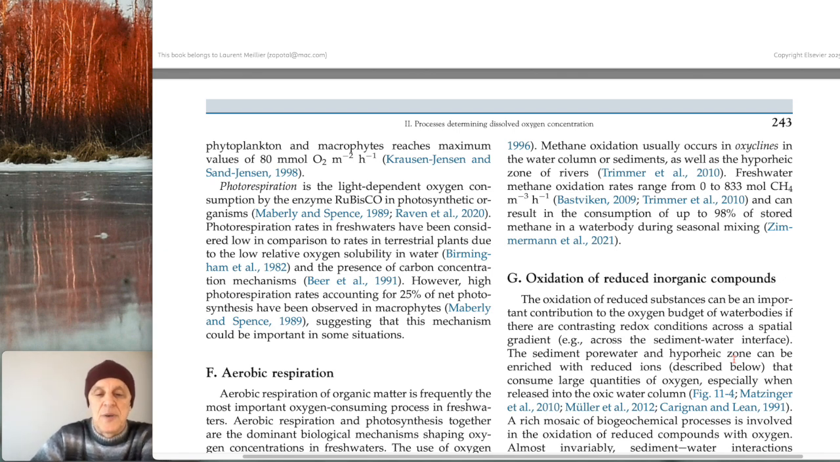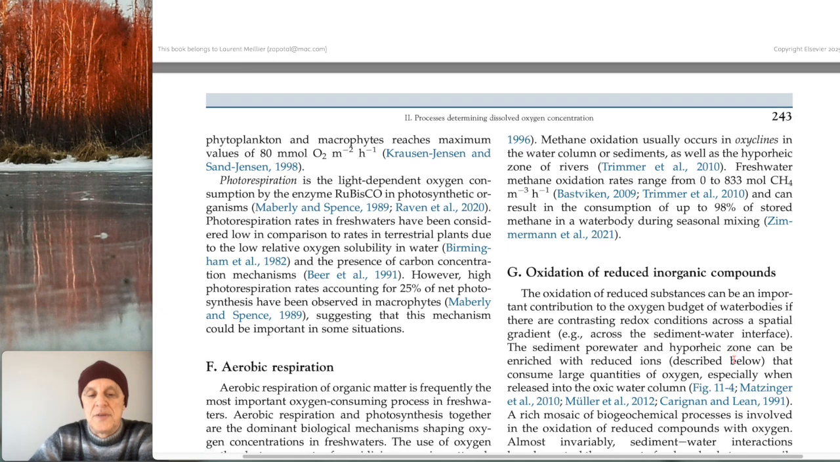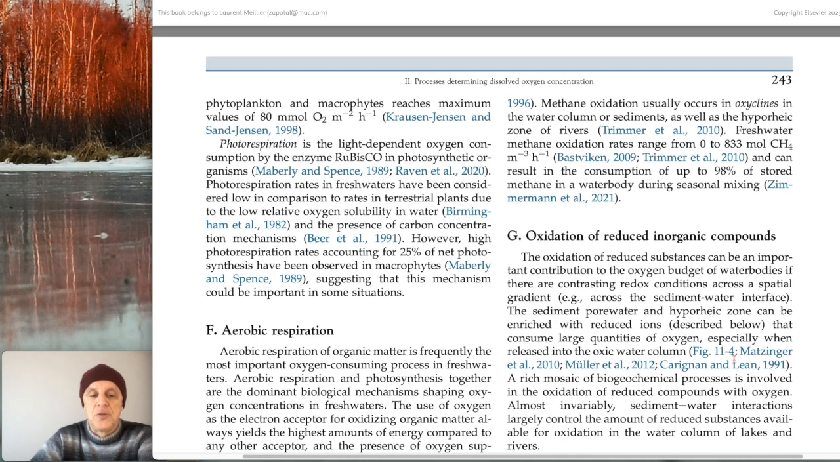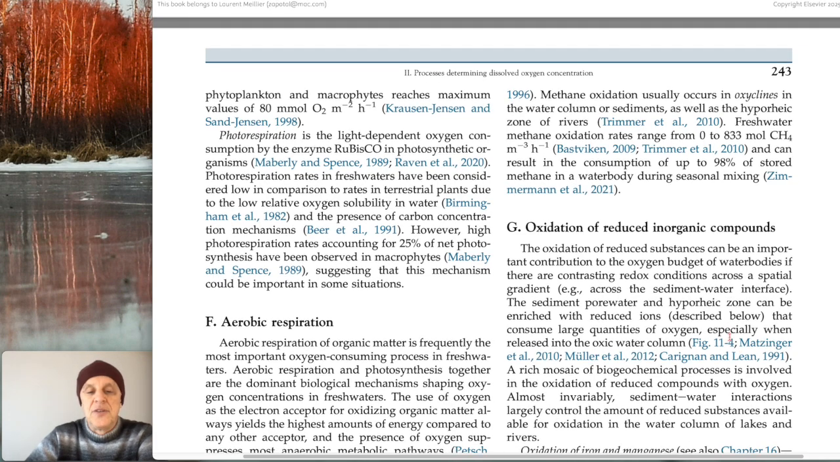Photorespiration rates in freshwaters have been considered low in comparison to rates in terrestrial plants due to the low relative oxygen solubility in water and the presence of carbon concentration mechanisms.